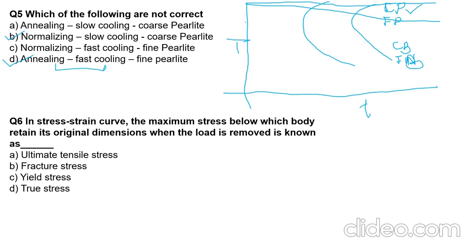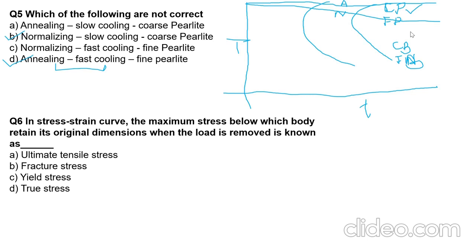While if you go for normalizing, this is annealing and this is your normalizing. So for normalizing, you will have a fine pearlite, right? So the combination of what kind of heat treatment you are doing, its relation to your rate of heating, and the type of microstructure will be determined by your TTT diagram.